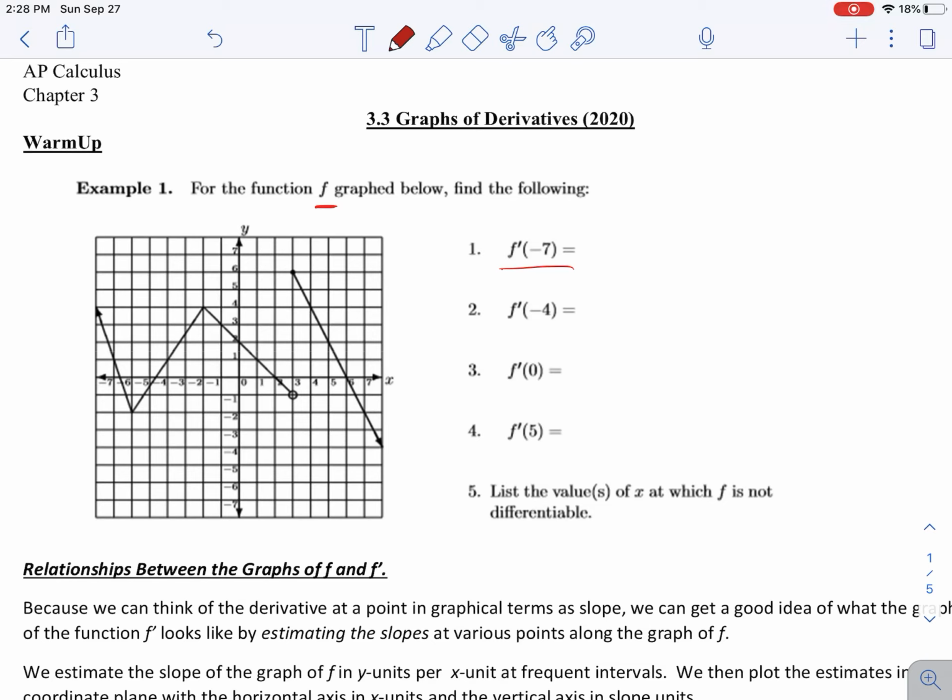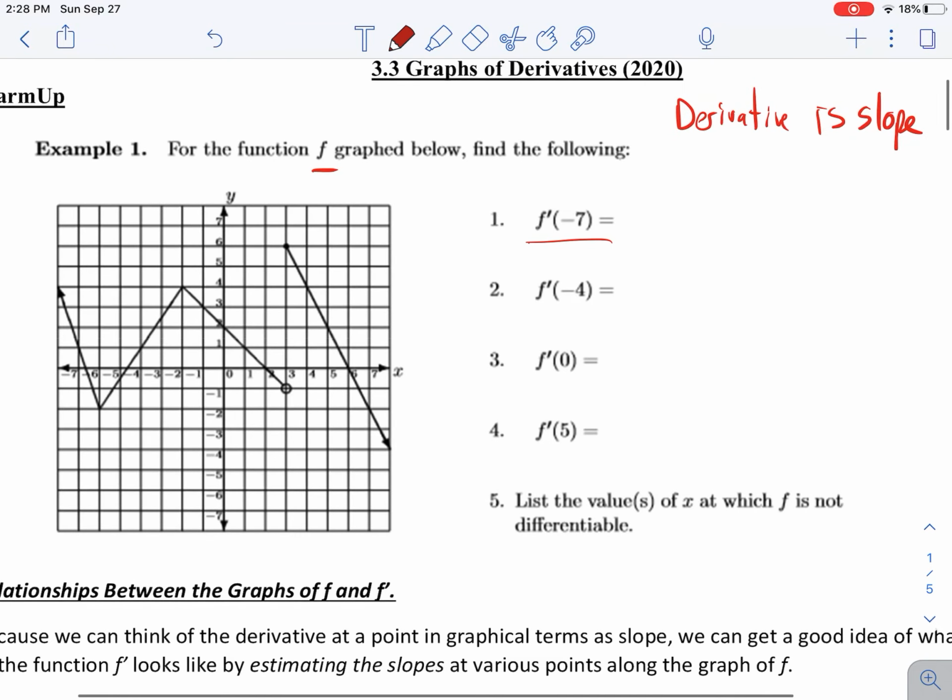But I don't have a function to differentiate. I can't do power rule, can't do any of that. So I need to think about it another way. Well, remember, derivative is slope. The derivative calculates the slope at any point. So if I want f prime of negative 7, look at negative 7 and look at the slope there. We might have to estimate it, but if it's a linear piece, we should be able to find the exact slope. And here's negative 7 back here.